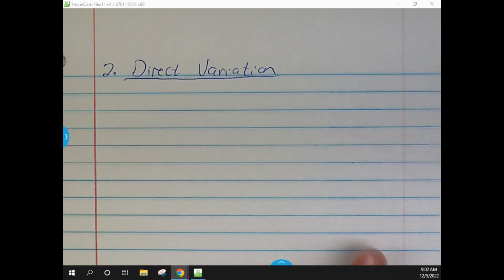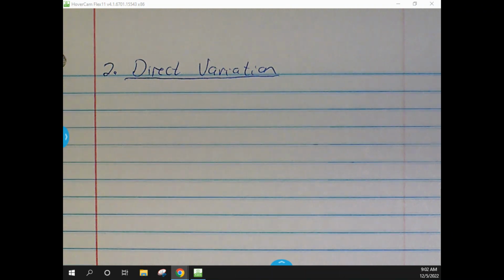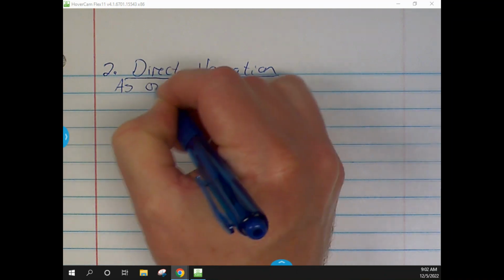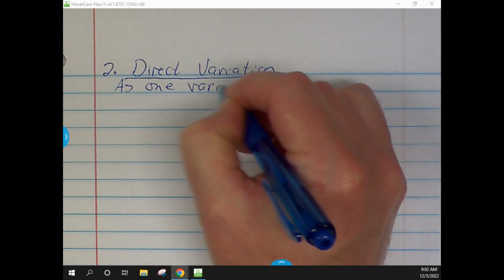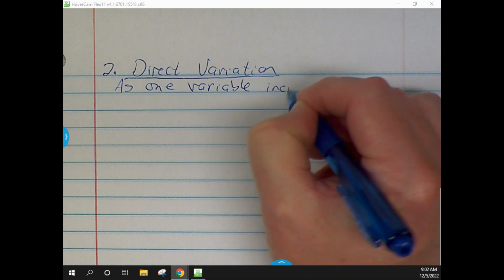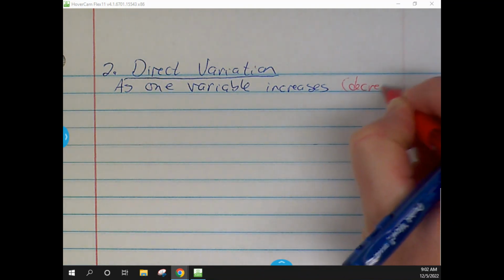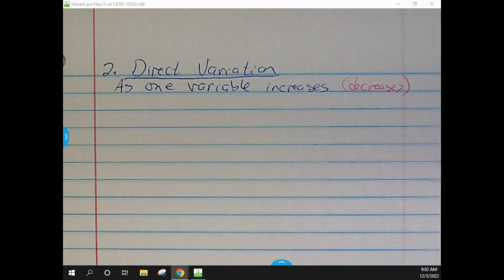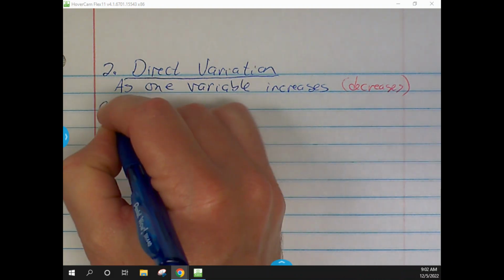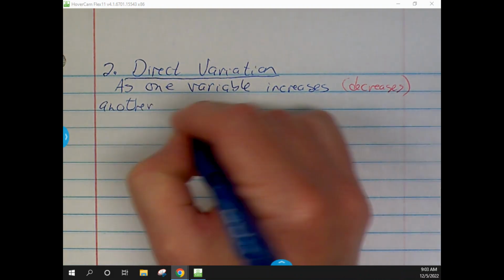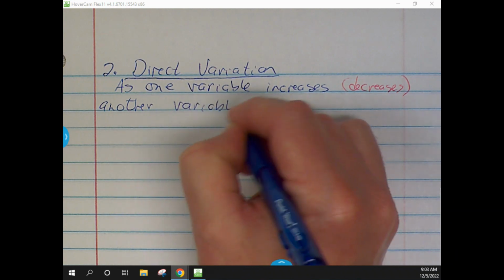Okay, so inverse, one variable is up, one variable is down. With direct variation, they're directly related. So whatever one variable does, the other variable is going to do the exact same thing. So we'll just say it this way: as one variable increases, or if you want to say on the flip side, as that first variable decreases, another variable does the same thing.